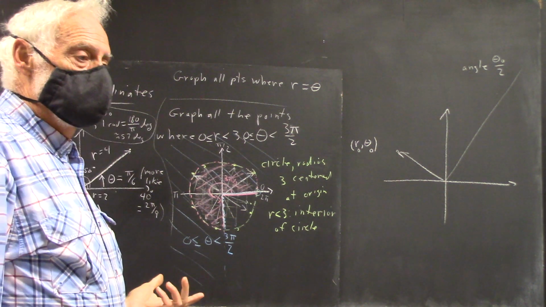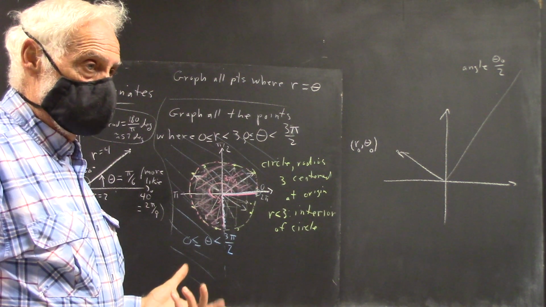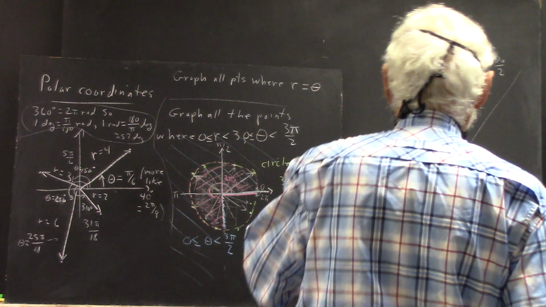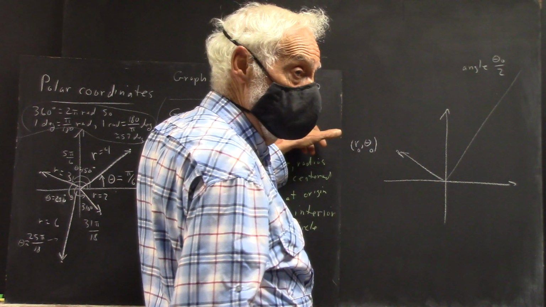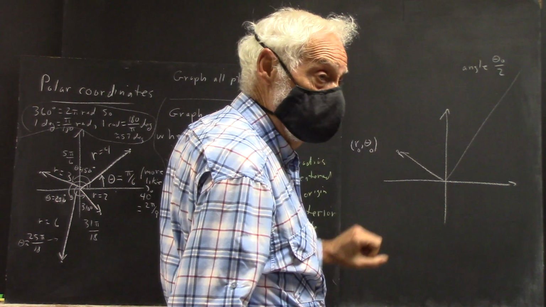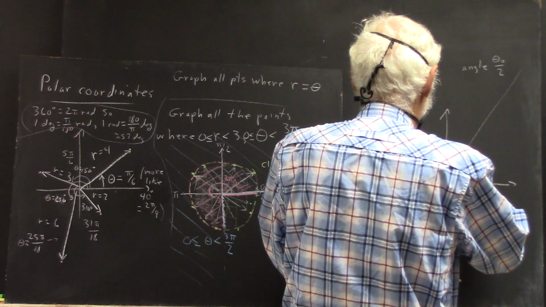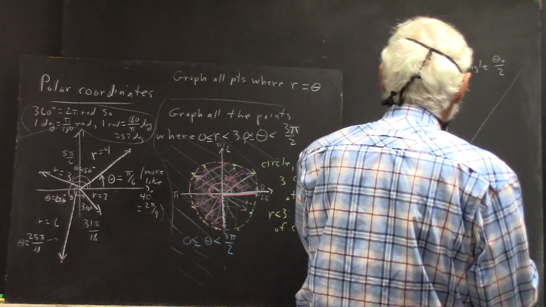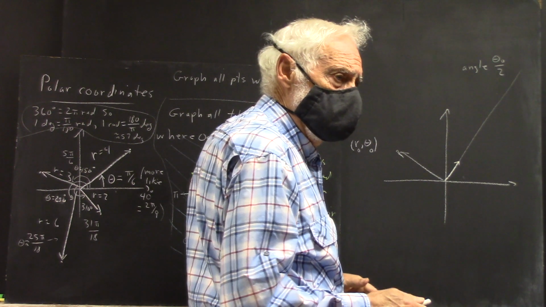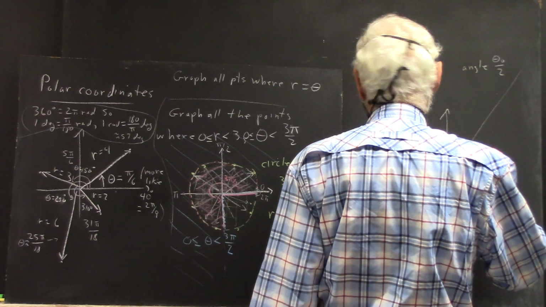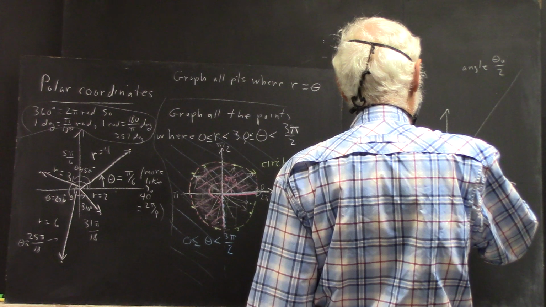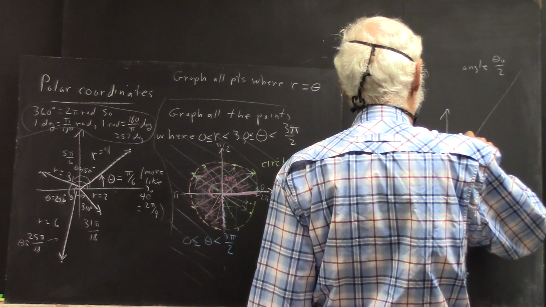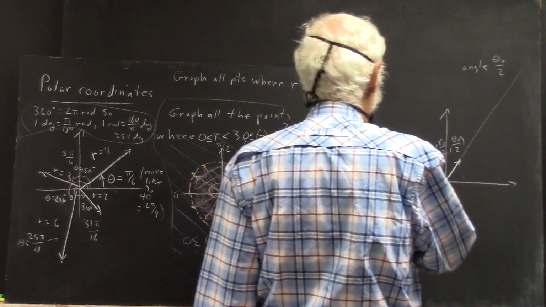So where would your point be? What would your vector look like? R naught over 2. Could be, theta's half as great if r equals theta. That's got to be half as long as this, right? So this is half as long. Okay, maybe I've got it half as long and maybe it's a little too long, but you get the idea. Okay? So here is the point r naught over 2, theta naught over 2.